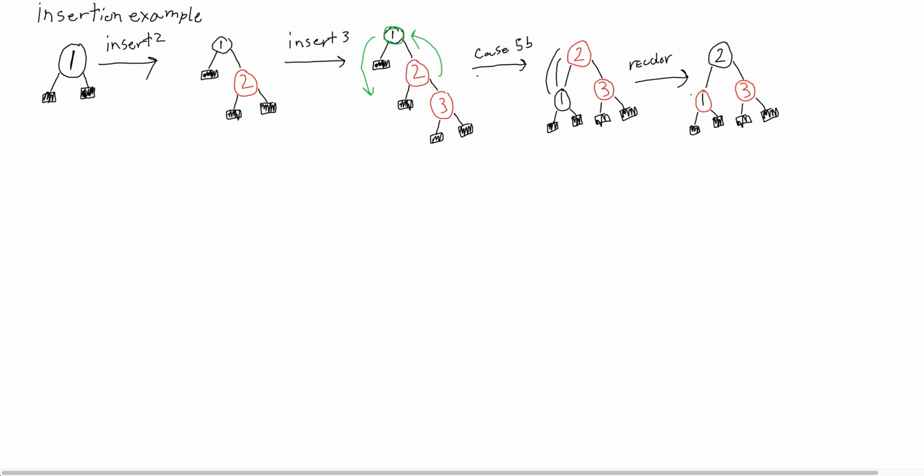And now, all of a sudden, everything works out perfectly, right? All of our rules are met, and on top of that, the tree is balanced, which is really cool that this just works by doing a simple rotation and changing some colors, right? So now, let's move on to the next step, and the next thing we're going to do is we're going to insert 4.